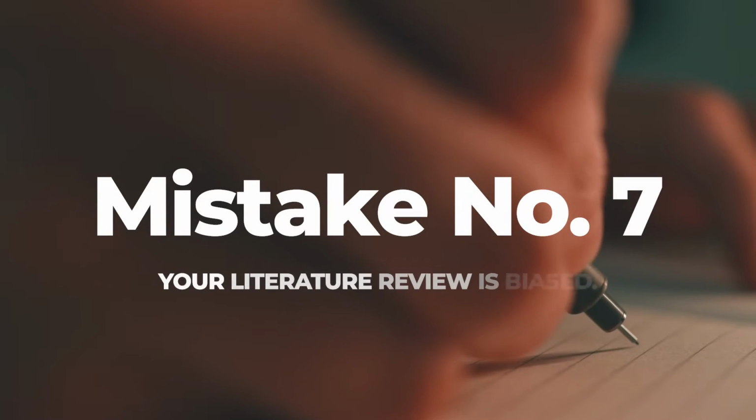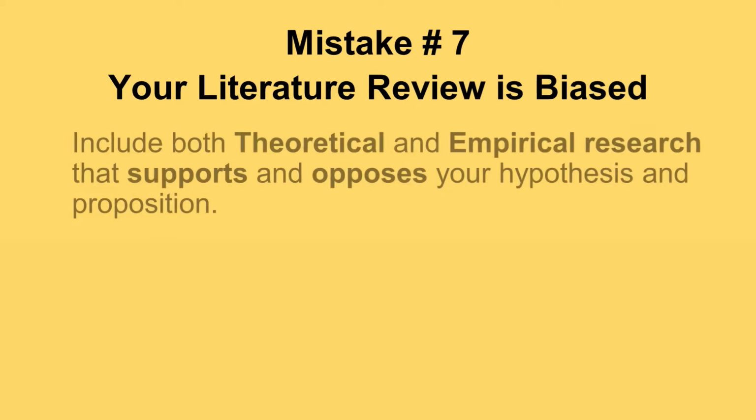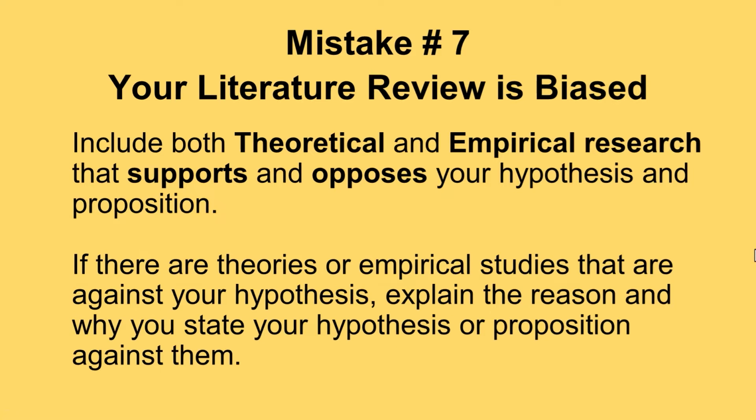Mistake number 7. Your literature review is biased. You need to include both theoretical and empirical research that supports and opposes your hypothesis and proposition. If there are theories or empirical studies that are against your hypothesis, explain the reason why you state your hypothesis or proposition against them. This takes your work to the next level.